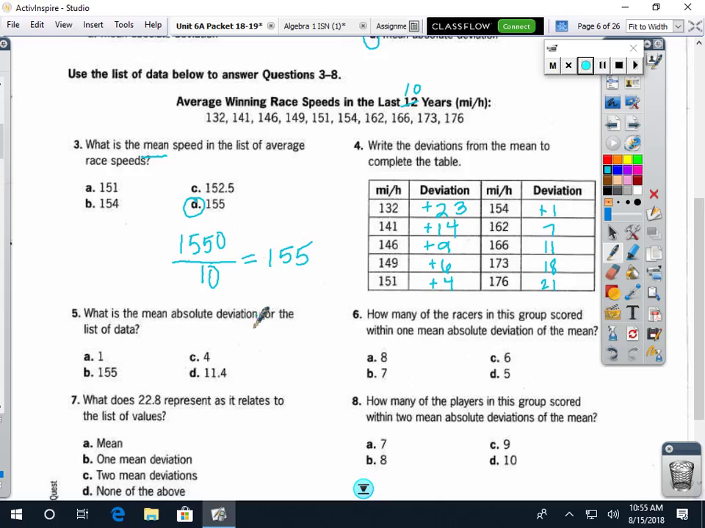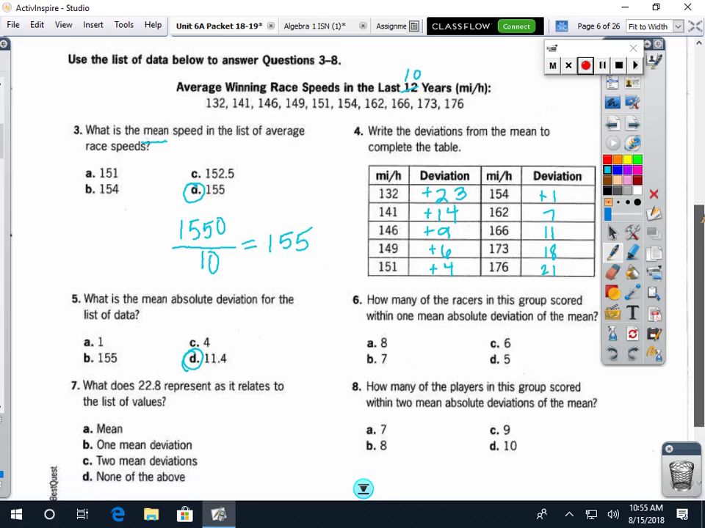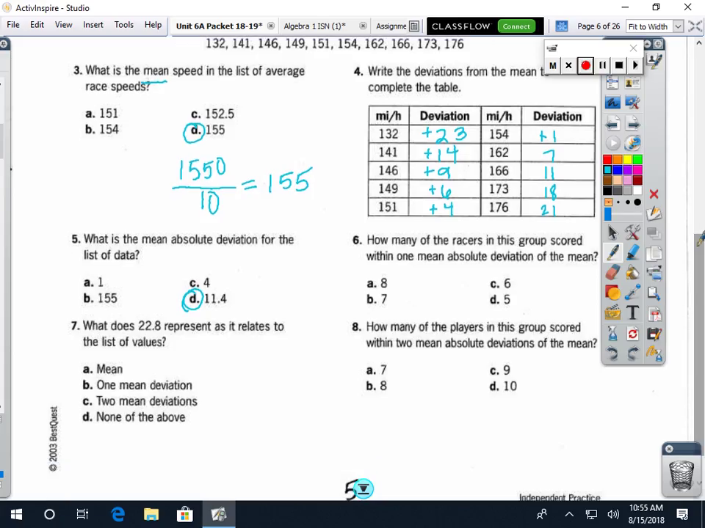Okay, 11.4 is correct. Did anybody not get that and you need to ask the question? Okay, so now this kind of gets tricky, so pay attention.